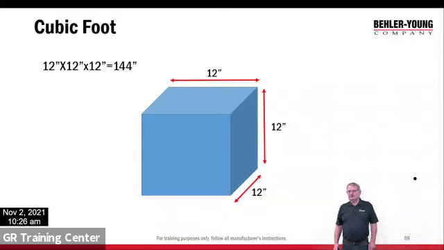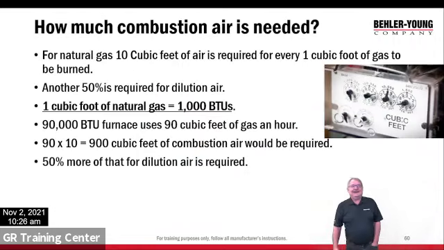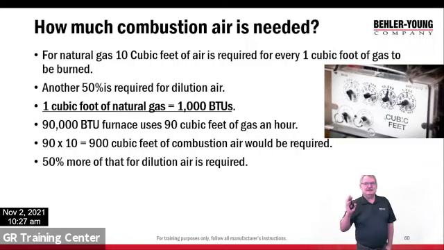So cubic foot, 12 by 12 by 12, is a cubic foot. So if I had a cube that was 12 inches by 12 inches by 12 inches, like on my little picture here, that is a cubic foot. If you look at your gas meter outside your house, we pay for natural gas in cubic feet. So they charge us by the cubic foot of natural gas. For natural gas, 10 cubic feet of air is required for every 1 cubic foot of gas as primary air or as combustion air. So for 1 cubic foot of gas, I need 10 cubic feet of combustion air.